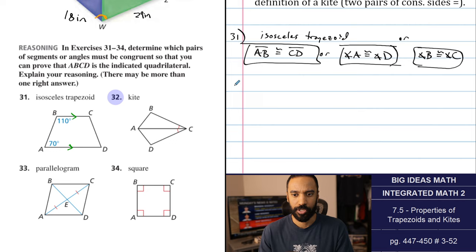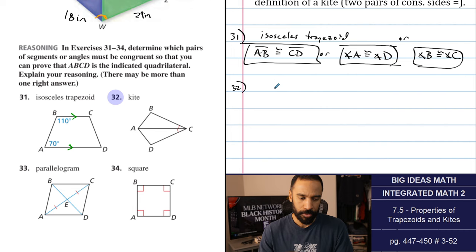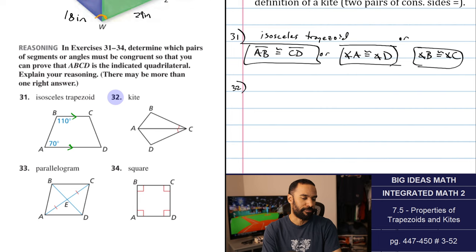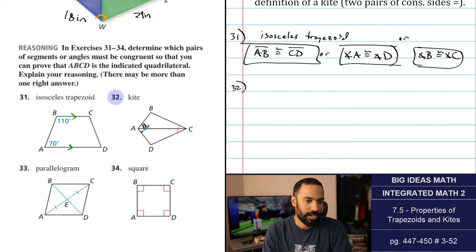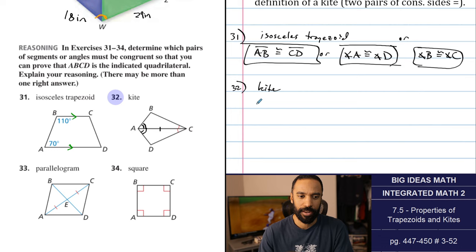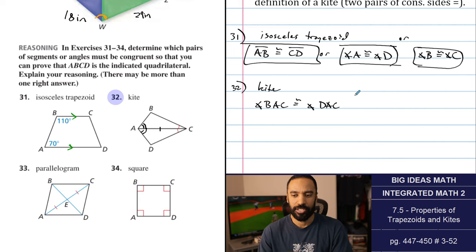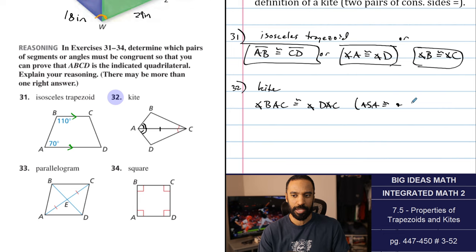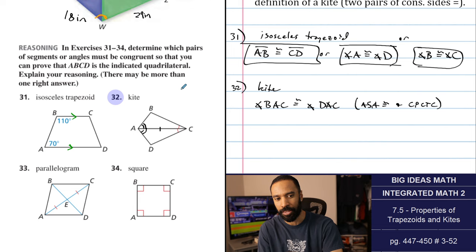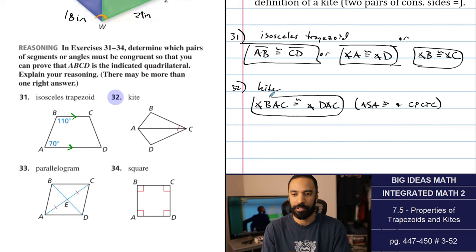So, for a kite, I can either do those two things congruent and bisecting that angle. I suppose if you knew that these were congruent here, you'd be good, because we can then say these triangles are congruent this way, therefore CPCTC. So I could say for a kite, angle BAC congruent to angle DAC. My reasoning here is angle side angle and CPCTC. That would put everything together just by that bisecting angle set. That one's probably the least obvious one based on what we learned about kites to begin with.